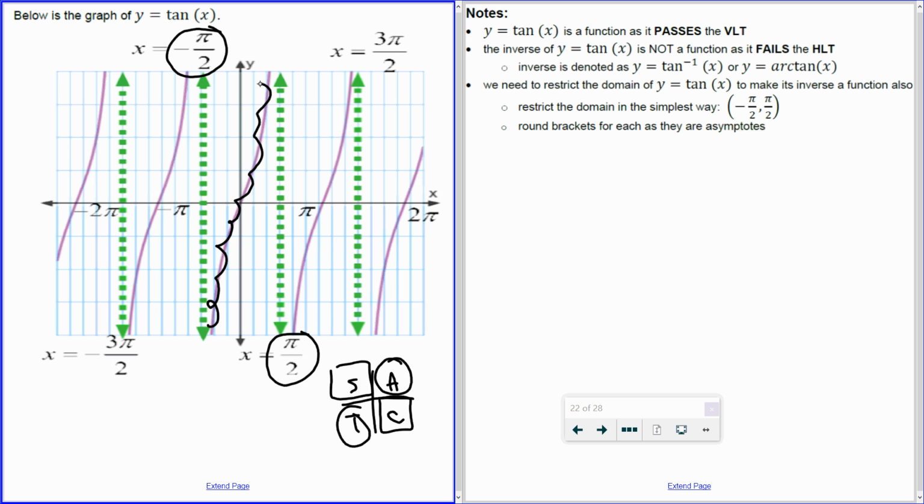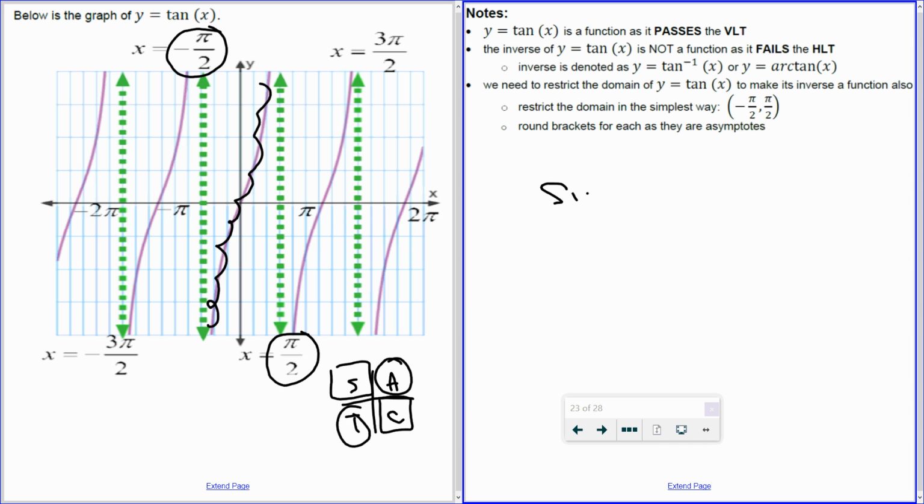Now remember with sine, we also restricted sine this way. For sine inverse, we restricted the domain from negative pi over 2 to pi over 2, and we used square brackets to lock it in because it can include those values. Well, tangent has the same restriction, except we're going to use rounded brackets because it cannot include those values, because those would be asymptotes.